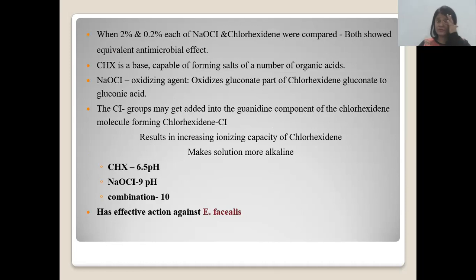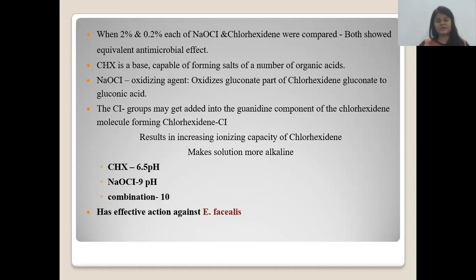When 2% sodium hypochlorite and 2% chlorhexidine were combined, both showed an equivalent antimicrobial effect. Chlorhexidine is a base and capable of forming salts of a number of organic acids. Sodium hypochlorite, whereas it is an oxidizing agent, oxidizes the gluconate part of the chlorhexidine to gluconic acid. So the chlorine groups may get added into the gluconate component of the chlorhexidine, forming chlorhexidine chloride, which results in an increase in ionizing capacity of the chlorhexidine and makes the solution more alkaline.